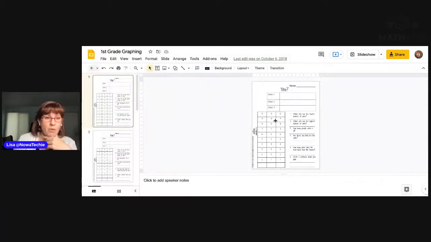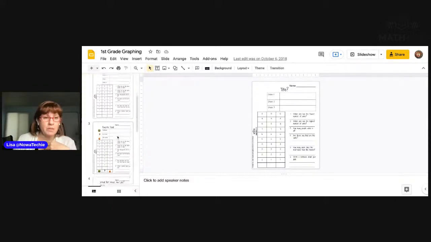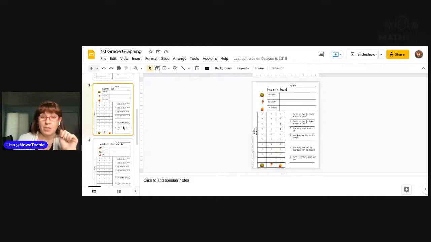So here's just a graphing one, and this is a blank one. But you're like, but I don't want a blank one. I've got your back on that one too. So it has things like favorite food. Of course, you can change them out, you do you. Again, it's Creative Commons, so feel free to do whatever it is you need to do with it.